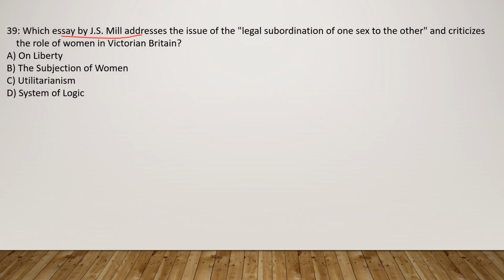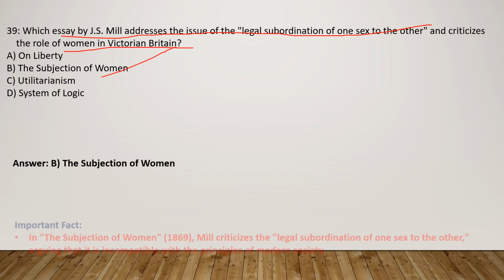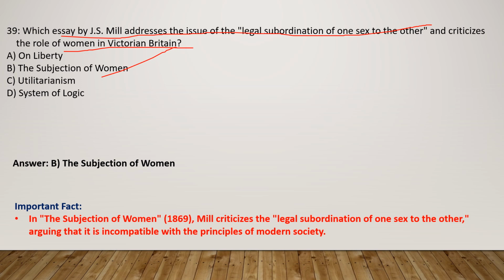Which essay by J.S. Mill addresses the issue of the legal subordination of one sex to the other and criticizes the role of women in Victorian Britain? It was The Subjection of Women. Option B is the correct option. The Subjection of Women was published in 1869. Mill criticizes the legal subordination of one sex to the other, arguing that it is incompatible with the principles of modern society. He was one of the most famous proponents of female voting rights.